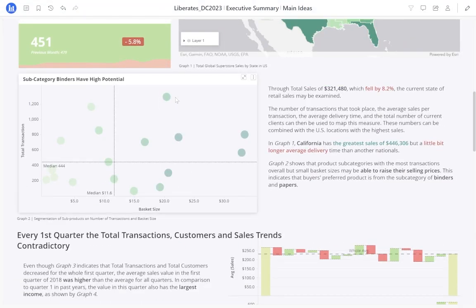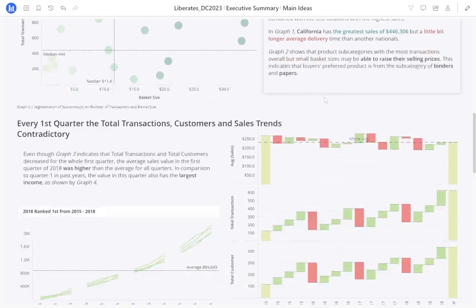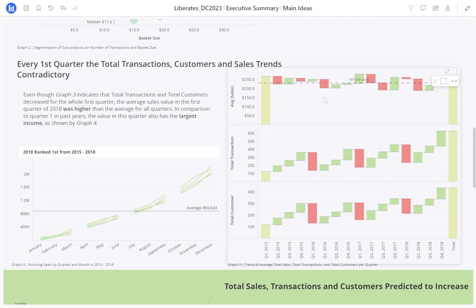Graph 2 is used to simplify the segmentation analysis of which product subcategories have the potential for a price increase, such as the binders and paper subcategories, which have the highest total transactions, but whose average basket size is still inferior to the phones subcategory. In addition, it turns out there has also been a decline compared to the previous year's quarter. A unique trend that can be prioritized is that every quarter one there is an inversion between total sales and total transactions and total customers.